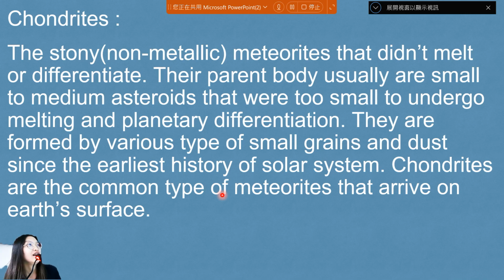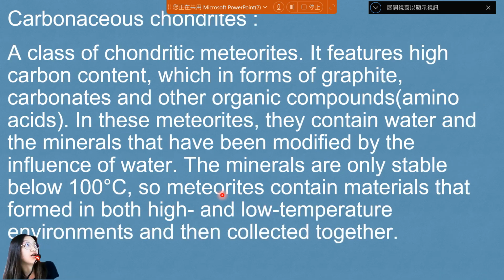differentiation. They are formed by various types of small grains, and thus date back to the earliest history of the solar system. It is the common type of meteorite that arrives on the Earth's surface. Carbonaceous chondrite is a class of chondritic meteorites. It features high carbon content, in the form of graphite, carbonate, and other organic compounds, like amino acids.